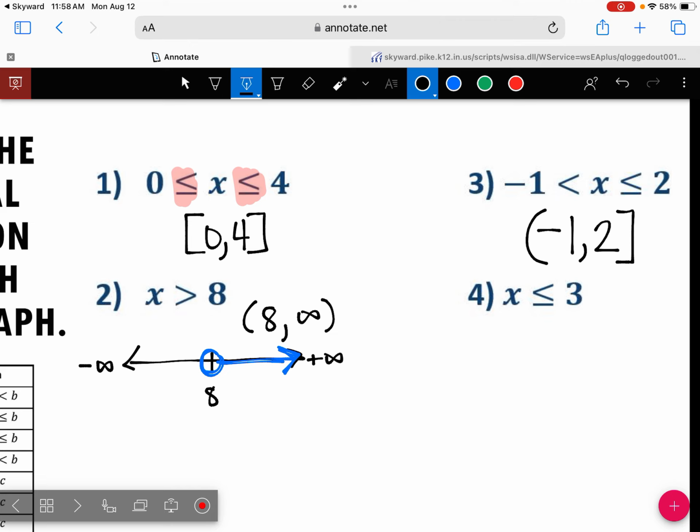Question 4 says X is less than 3. So on a number line, again, this is negative infinity, this is positive infinity. We'll say 3 is here. We will have a closed circle on the 3, and it's less than. Less than means it's coming from the left. So the smallest number in this interval would be negative infinity, and it goes towards 3. So you would write it as negative infinity, and then 3 would get a bracket.